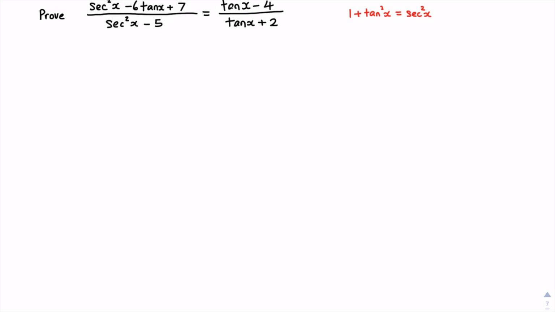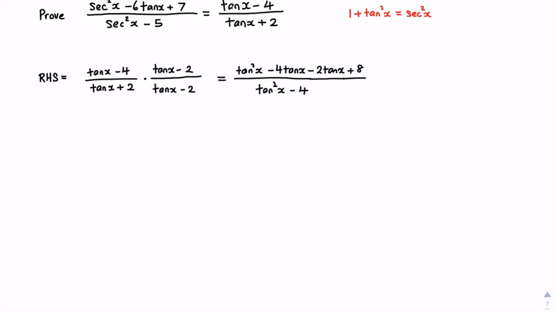So for this question, I'm going to start from the right hand side. And keeping in mind that I want to use the identity 1 plus tangent square equals secant square, I want to somehow make tangent square appear in a nice way. And so what I'm going to do is multiply by tangent x minus 2 in the numerator and the denominator. The reason why I do that is so that now the denominator is tangent square x minus 4. And in the numerator, I'm just expanding. I have tangent square x minus 4 tangent x minus 2 tangent x plus 8.